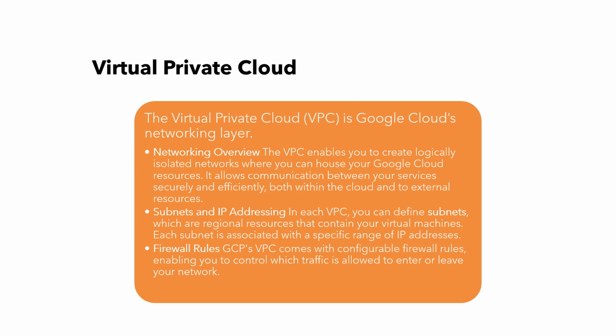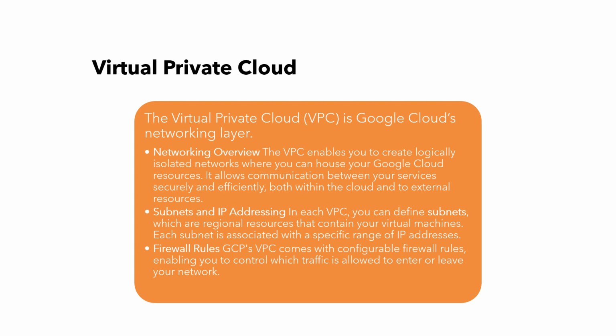Now, let's move on to Cloud Interconnect. If you need to connect your on-premises infrastructure with GCP, you can use Dedicated Interconnect or Partner Interconnect. Dedicated Interconnect provides direct physical connections between your on-premises data center and GCP, offering high bandwidth and low latency. Partner Interconnect allows you to work with Google's service provider partners to establish a connection.